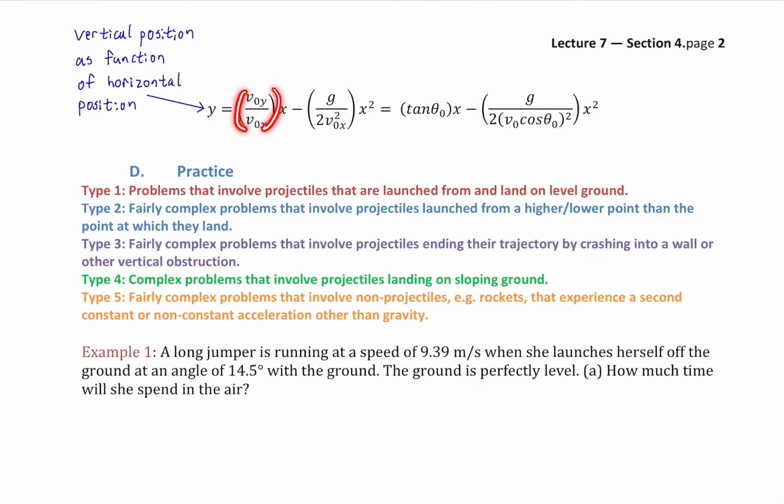This coefficient on x is just a constant, right, because it's just set by the initial velocity of motion. Likewise, the coefficient on the x squared term is just a constant that's set by the initial velocity and angle of the launch and gravity. All right, and really we can rewrite this in terms of showing the angle more prominently, or we can just write it in terms of components, right? So these are just 2 alternative forms.